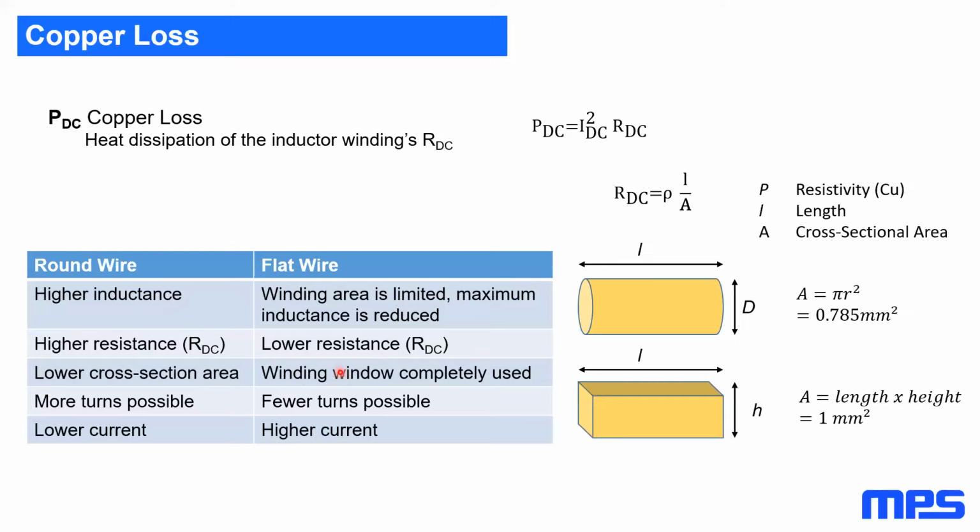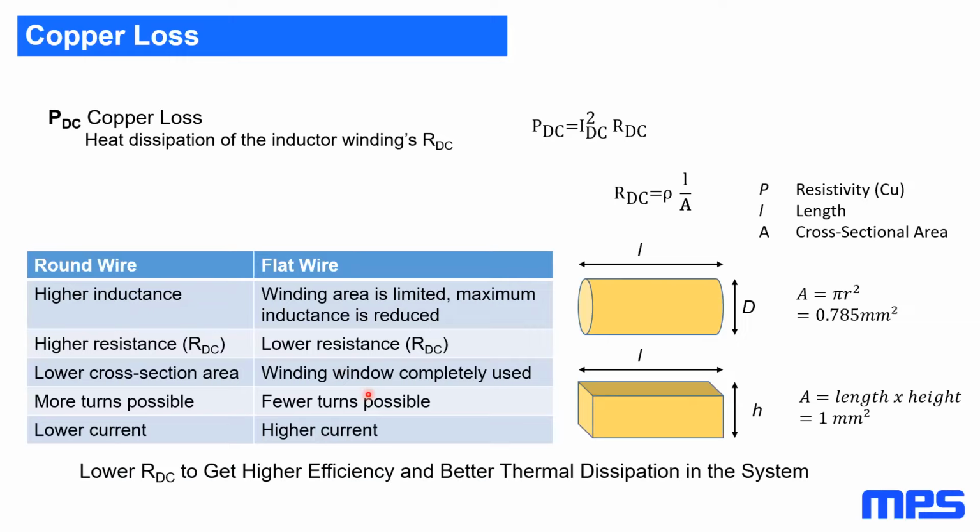Fewer turns means less copper, so less RDC, less losses, and we will be able to have more possible current. At the end, when we look for high performance, or to squeeze the last efficiency percent from a system, what we want is to reduce RDC as much as possible to get the highest efficiency. We don't want to have heat, so we reduce it that way, or have better thermal dissipation in the system.